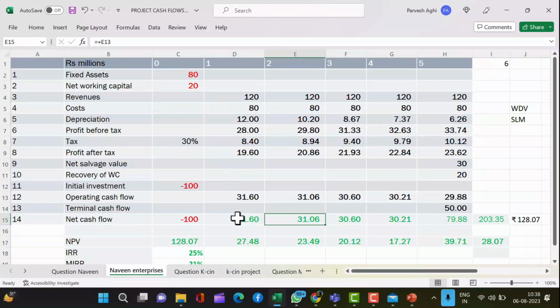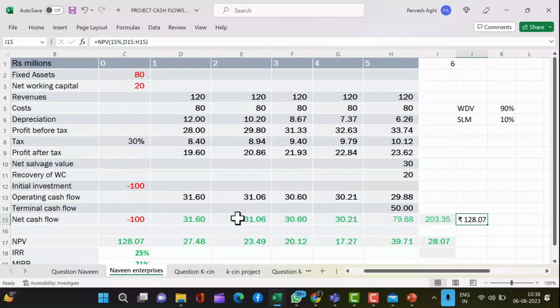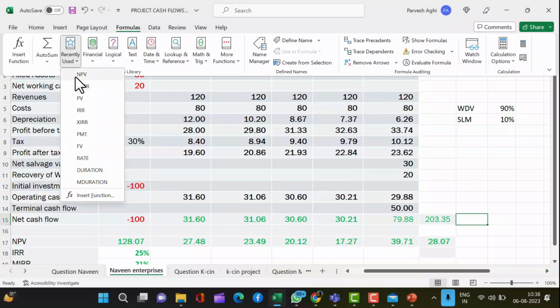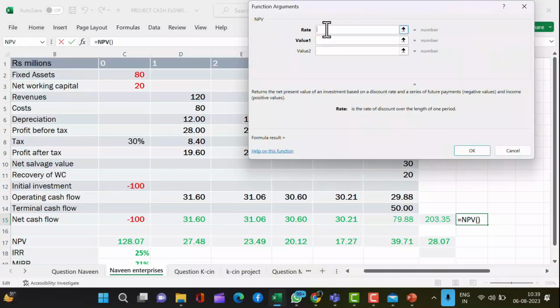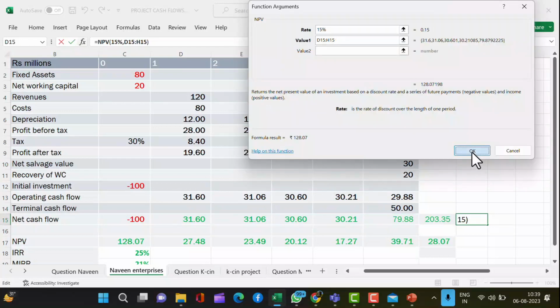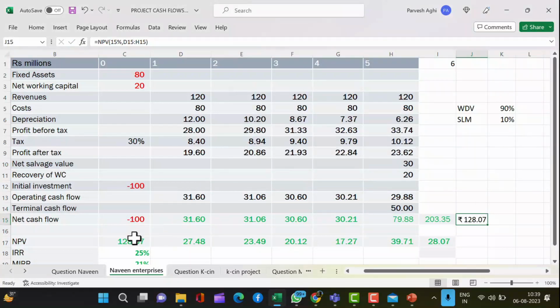I took the present value of all these together. How did I do it? I went to the formulas and chose net present value instead of present value, chose the cost of capital as 15%, and then highlighted all the values here and pressed OK. So I get 128, which is nothing but this 128.